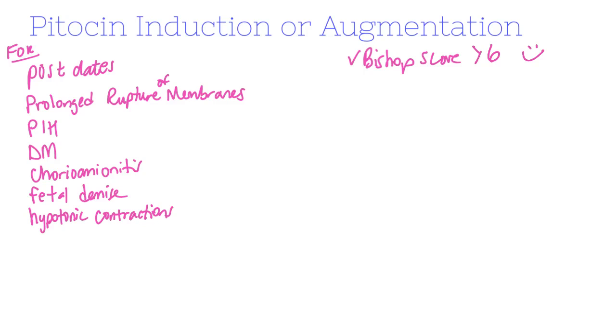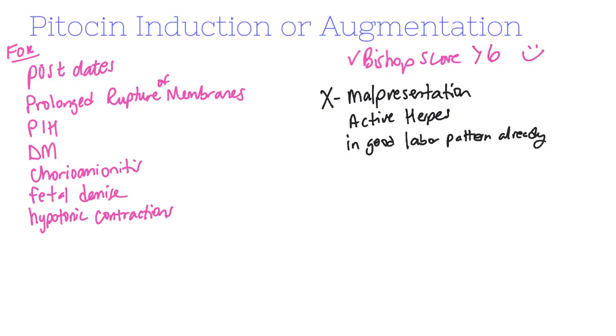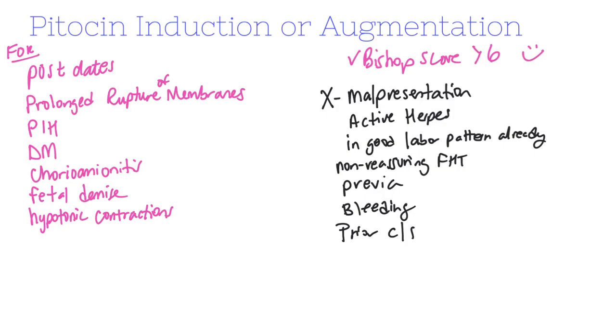Women who should not be induced with Pitocin include a fetal malpresentation, such as a breech delivery, a person who has an active herpes infection, a person who already has regular, effective uterine contractions, a non-reassuring fetal heart rate pattern, placenta previa, an unexplained bleeding, and previous C-section.